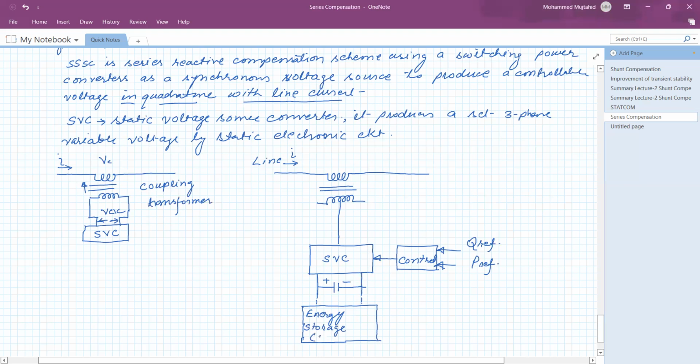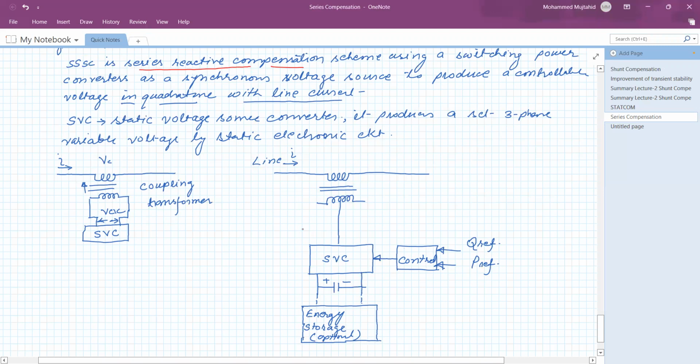Storage is optional. It is not for the reactive power compensation. Our aim is to give the reactive power compensation, this series reactive compensation. And therefore, this energy storage is the optional one.